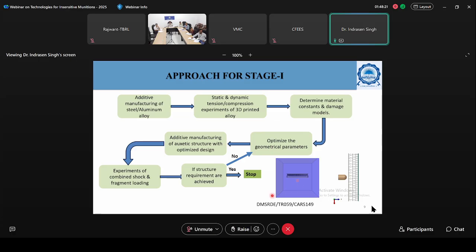So these are the two ongoing works here. These are funded by one of the DRDO labs, DMSRDE Kanpur. Here we have simulated blast loading on a honeycomb structure, near field blast loading. We have used a coupled Eulerian Lagrangian scheme available in Abaqus. And here we have shown the fragment loading on this one.